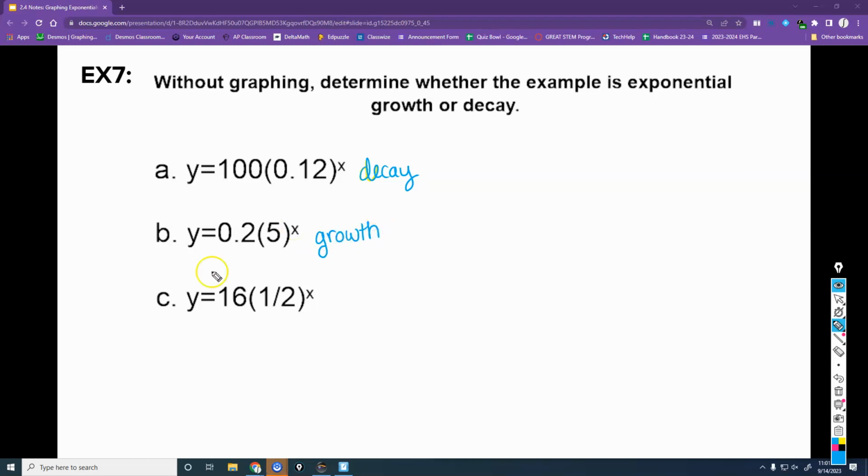Now I got a 0.2. Why is that not decay? That's not raised to the power, right? It's the 5 that's raised to the power. That's the number we care about. Okay? Carlos, what about C? Growth or decay? It's decay, because the number that you're raising to the power right here is less than 1. 1/2 is less than 1. Okay, we're going to talk more about this when we get to applications, but right now I just need you to be able to identify. Everybody all right there?